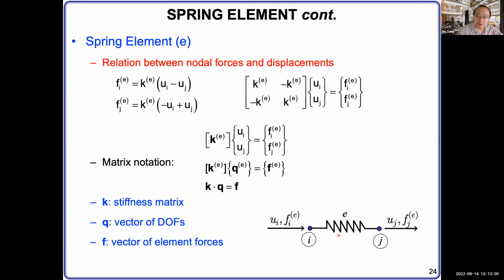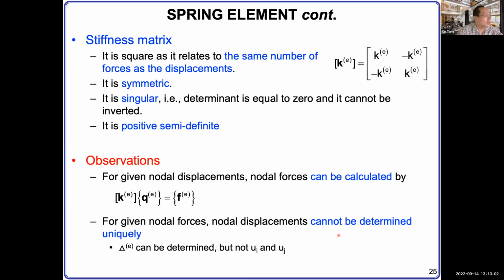And then in the last class, we also talked about the properties of this matrix, right? So we mentioned that this matrix is a square matrix.